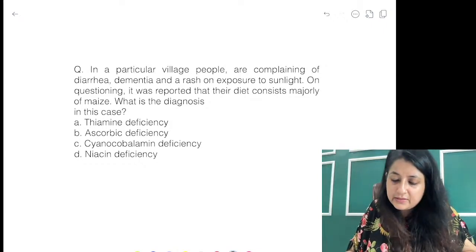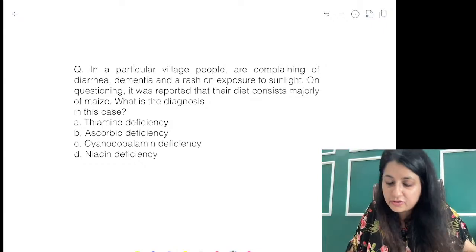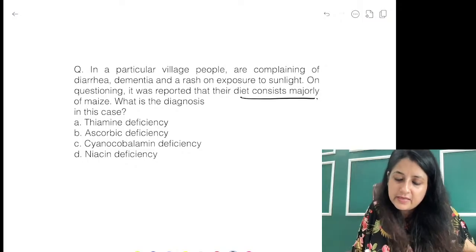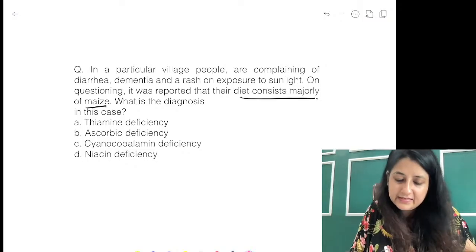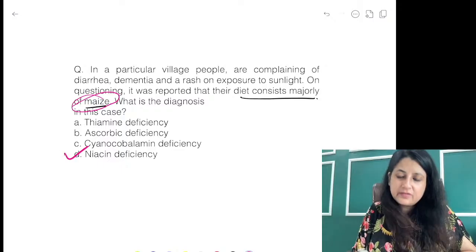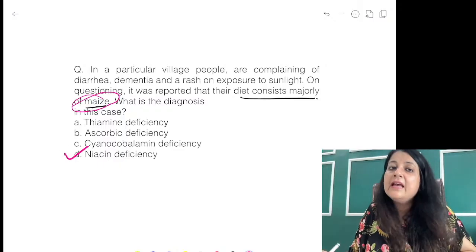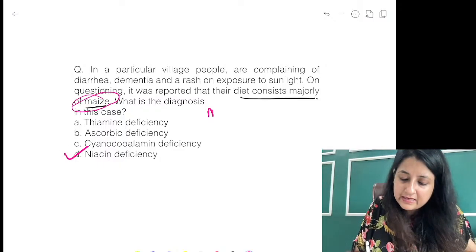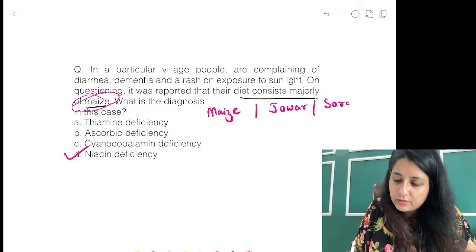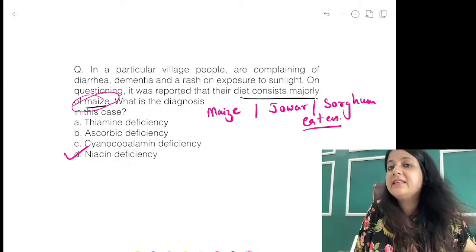In a particular village, people are complaining of diarrhea, dementia, rash on exposure to sunlight. On questioning, it was reported that the diet majorly contains maize. So among maize eaters, what do you see, guys? Among maize eaters, you see niacin deficiency. Now the thing is, next time they can give you other eaters besides maize. We can also have jawar eaters, we can also have sorghum eaters. In all of these there is niacin deficiency.